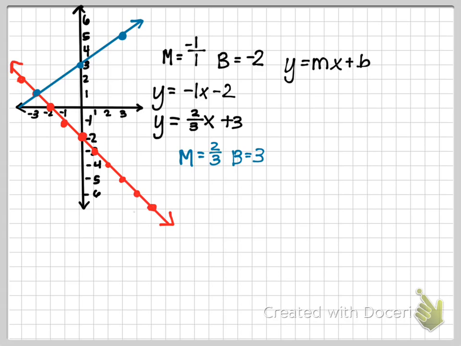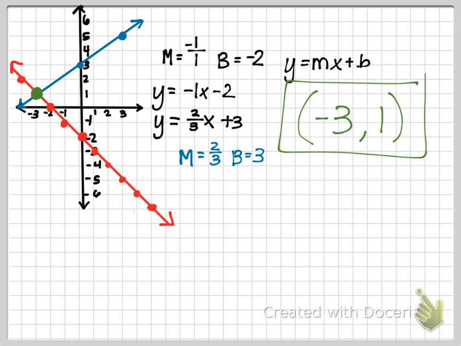Is somebody seeing where our lines are crossing? Right here is where our two lines intersect. At that point. So that was the whole point, is to graph those to find that intersection. So that is our answer. What is that ordered pair from that point right there? Negative 3, 1. And that's the ordered pair. That is the solution to the equation.